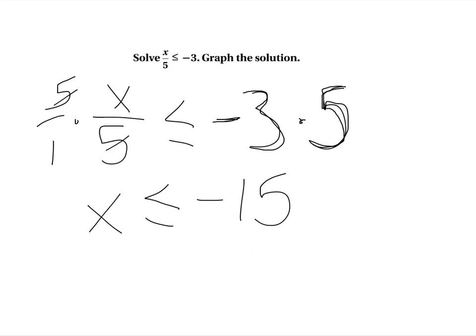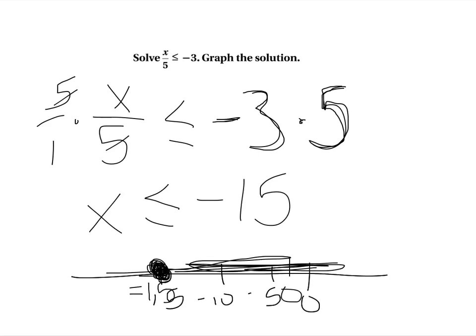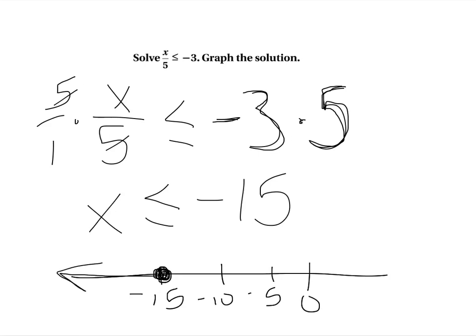Of course, I need to graph this, so I would make a number line. Negative 15 would be here. Let's call 0 here, negative 5, negative 10. Sorry, it's a mess, but you get the point. It is equal to, so I would color in the circle. It's less than or equal to, so it would be going this direction.